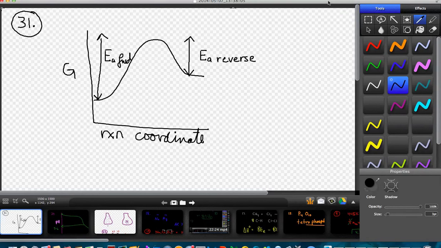All right, if we look at number 31, we have an endothermic reaction, and we want to compare the energy of activation of the forward reaction to the energy of activation of the reverse reaction. As this diagram clearly shows, the energy of activation of the forward reaction is greater than the energy of activation of the reverse reaction. This should really make sense because in an endothermic reaction, usually the reverse reaction is typically favored, and as we can see here, it has a smaller energy of activation. Best answer for number 31 is going to be choice B.